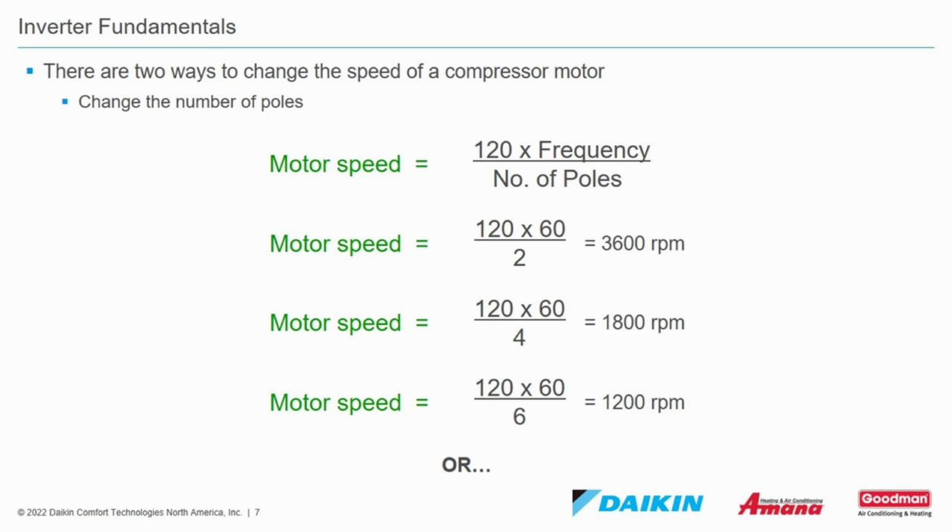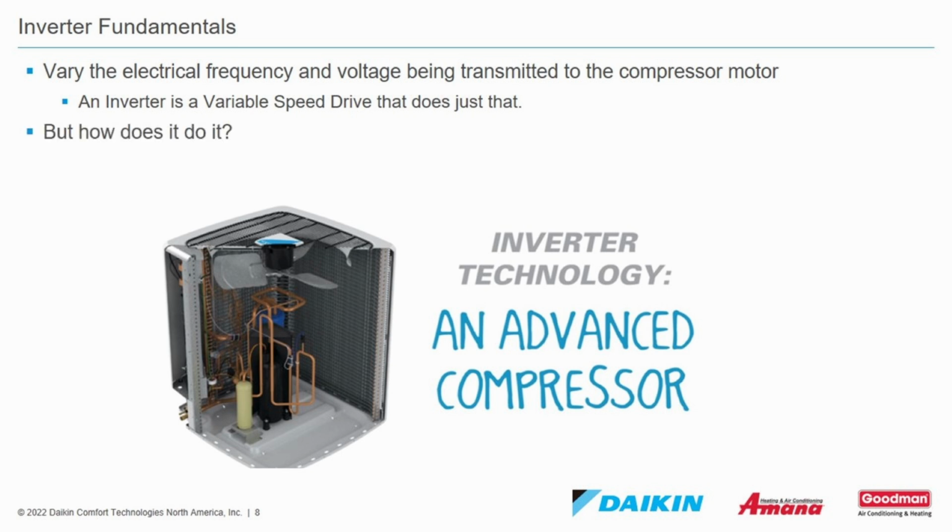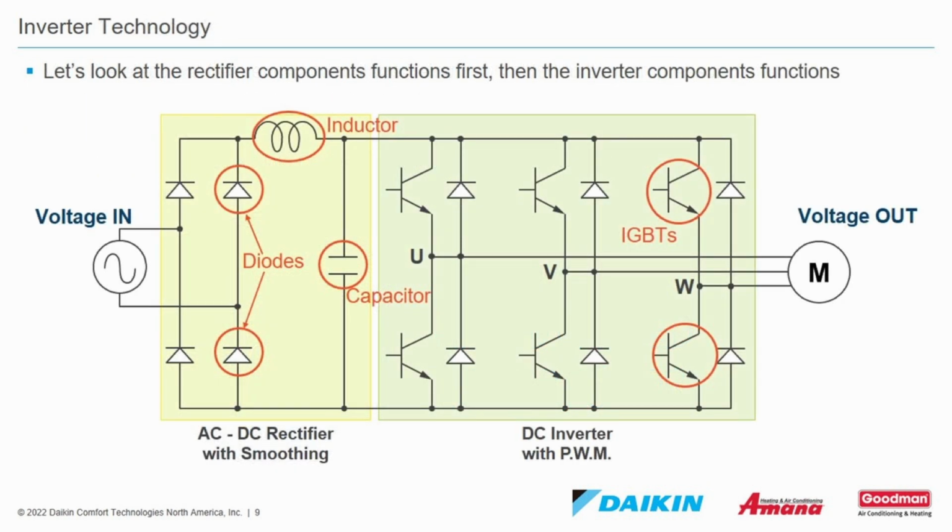Or, we could vary the electrical frequency and voltage being sent to the compressor motor. An inverter is a variable speed drive that does just that. But how does it do it? Simple. It rectifies AC into DC and inverts it back into AC. Here's how. Let's look at the rectifier component's functions first, then the inverter component functions.